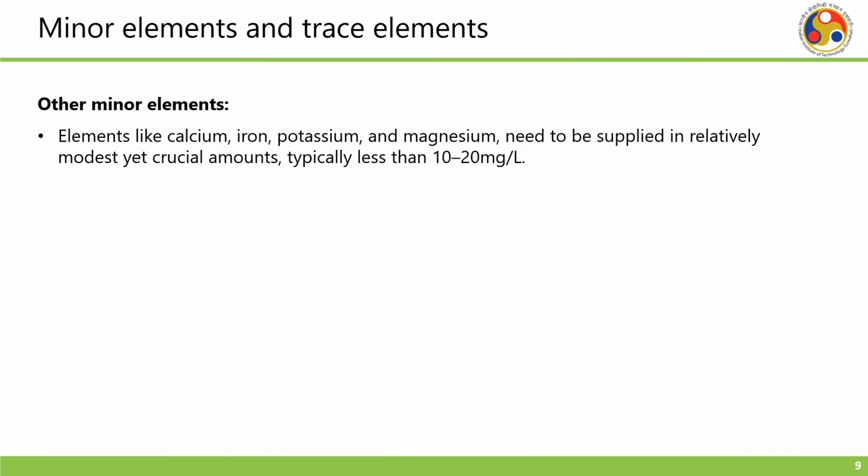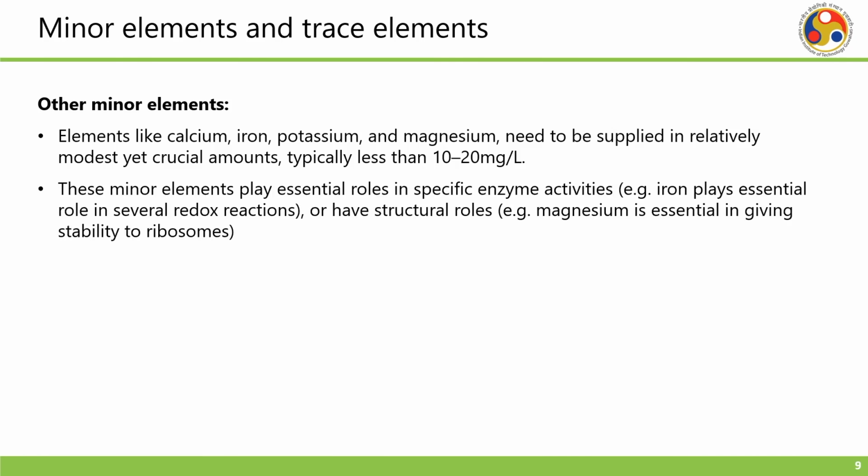These need to be supplied in relatively modest yet crucial amounts, typically less than 10 to 20 milligrams per liter. These minor elements play essential roles in specific enzyme activities or have structural roles. For example, magnesium is essential in giving stability to ribosomes.